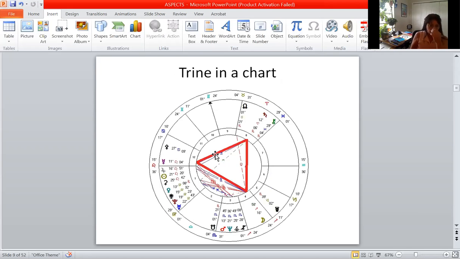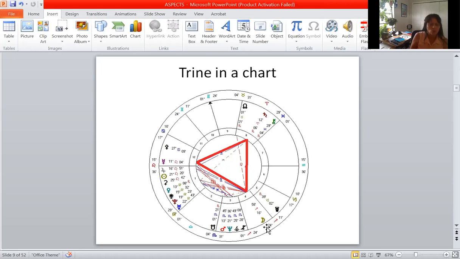Now, trine will be between compatible elements. So let's look up here at Saturn. I went there first. Saturn up here in Aries, 12 degrees Aries. And then we're going to look over here and we see Mercury, 11 degrees Leo. We know Aries and Leo are both fire signs. So, okay, fire, fire. And look, they're only a degree apart.